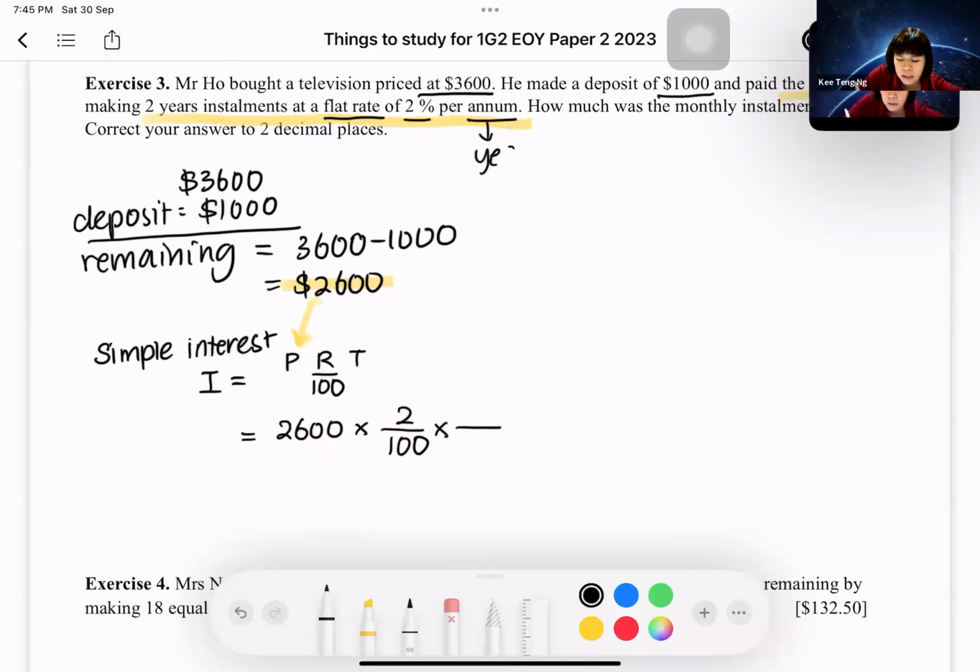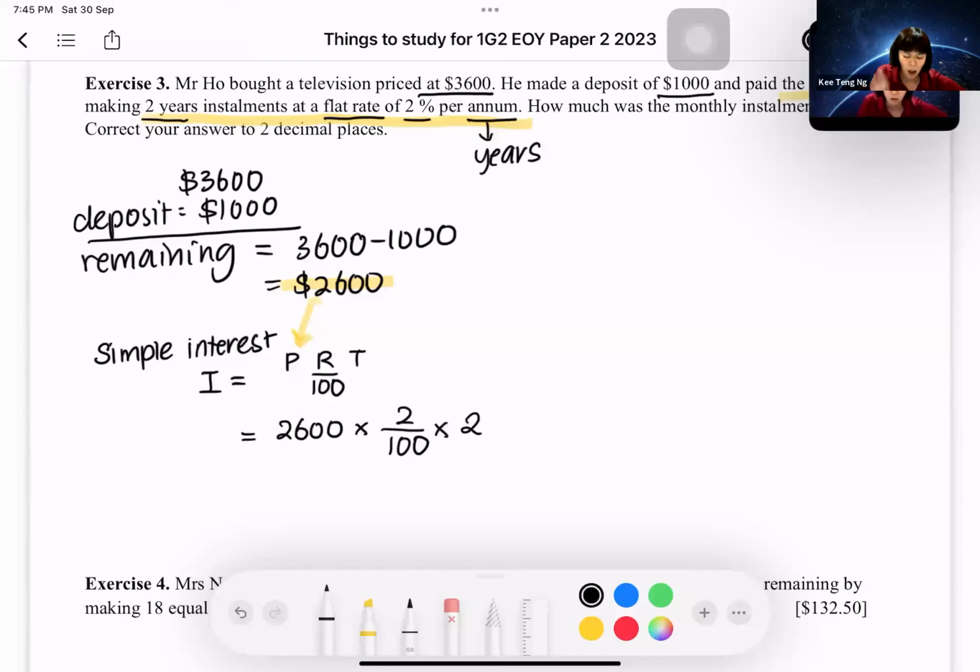Now, this is 2% per annum. Per annum means it's in years, right? So how many years did I borrow the money for? I borrowed the money for 2 years, right? Because I'm paying back over 2 years. So I pay an interest for 2 years. So the time period will be 2 years.